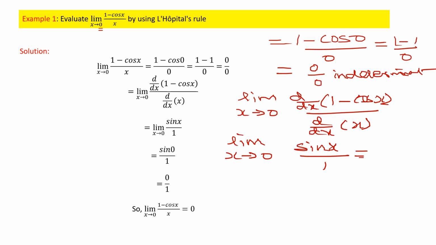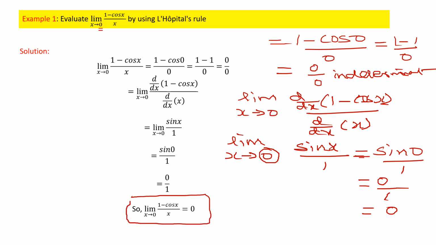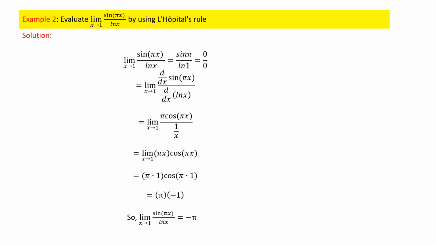After the differentiation, I have to again substitute the limit value. So this will give sine 0 by 1. What is sine 0? It is 0. 0 divided by 1 is again 0. So I have concluded that the limit as x approaches 0 of 1 minus cosine x over x is equal to 0. So 0 is the answer for the problem.